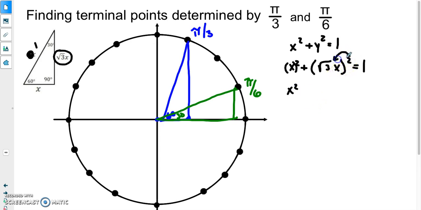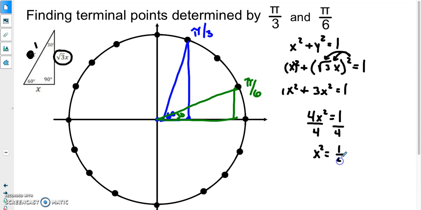When I distribute the square with the radical 3 times x, we've been multiplying radicals a few times. It's radical 3 times radical 3, which is radical 9. Square root of 9 is 3. X, you're still multiplying that x by itself. X squared is x squared. Okay, so I have a very similar equation, just a tad different solving here. Combine like terms, 1x squared and 3x squared make 4x squared. I divide by 4, so I get x squared equals 1/4.